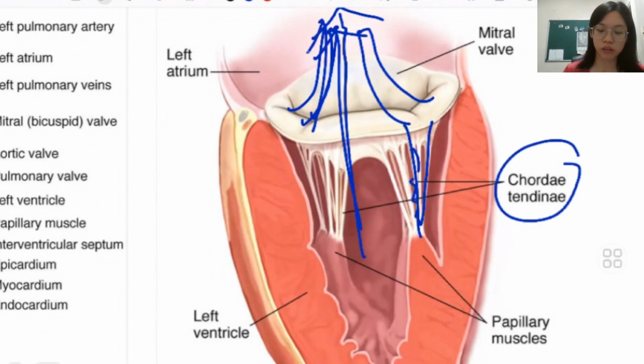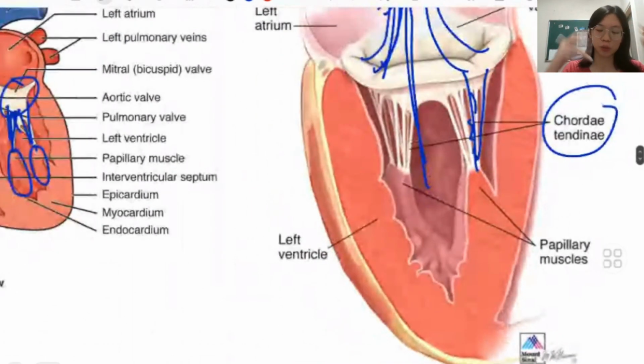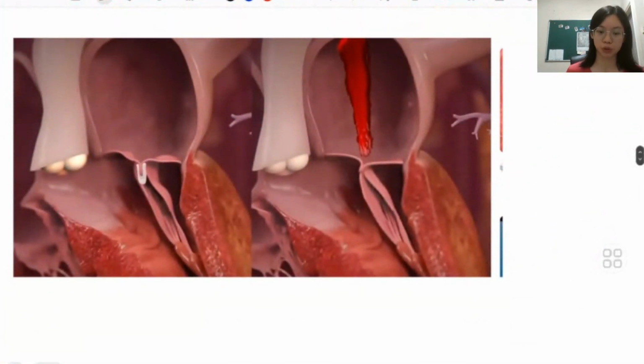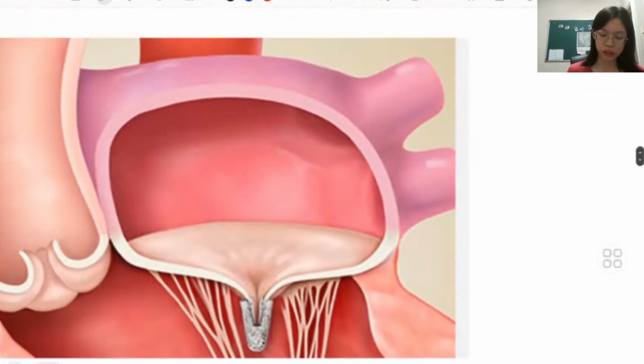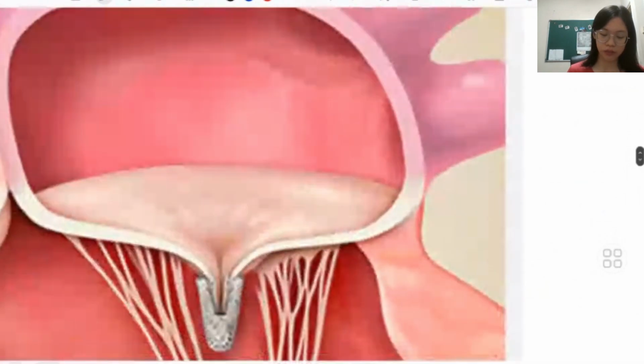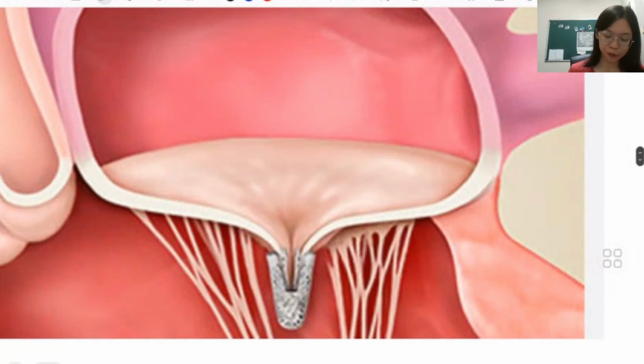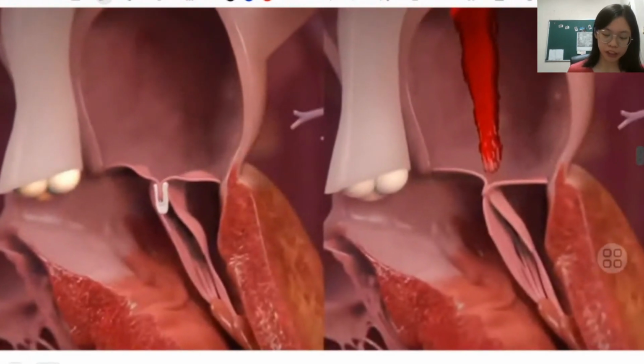Supposedly it's supposed to prevent the inverting of the valve, but now it cannot prevent. So yeah, the blood ends up flowing backward. It can't close properly. So what is this procedure about? This procedure is about inserting a clip right here. Yeah, inserting it right here. But don't worry, the blood will eventually flow.